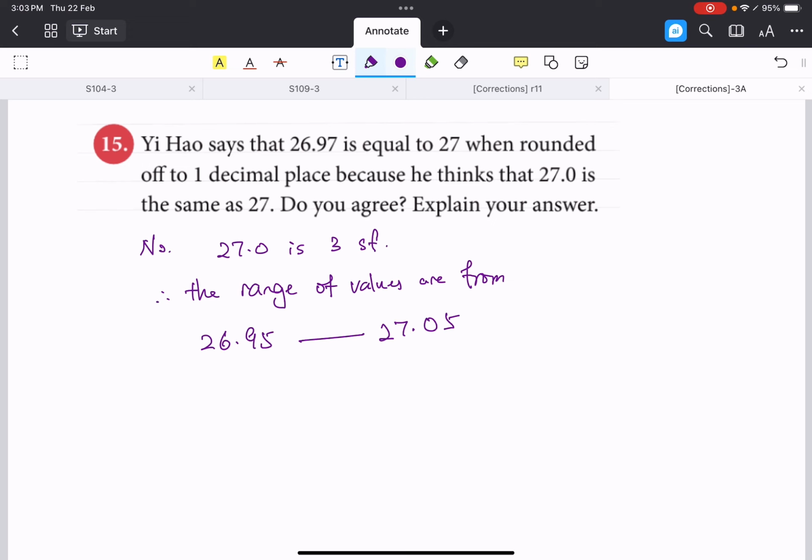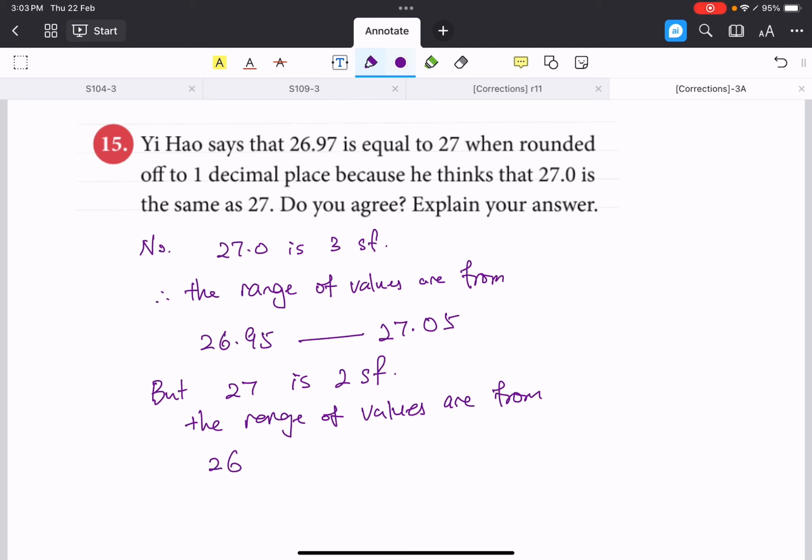However, 27 is 2 significant figures. So if it's 27, the range of values is 26.5 to 27.5. So it is quite different. From here, you can show that they are different, so they are not the same.